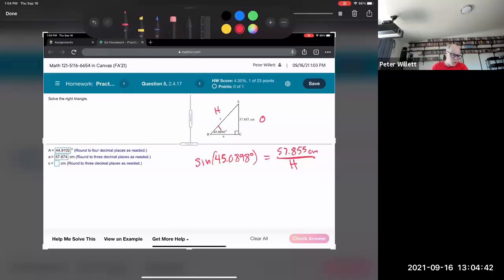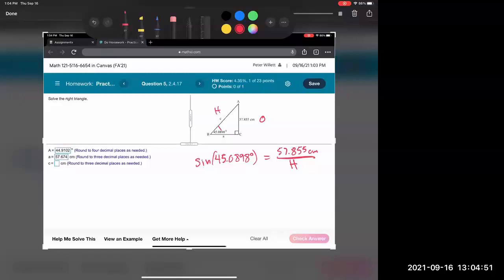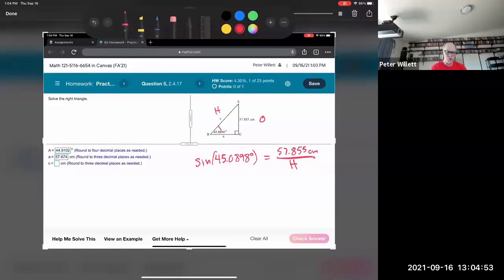Or since we now know two sides, we could use the side that we got for side A and the Pythagorean theorem to get the hypotenuse. But we'll just stick to what we have on the screen here. Okay, so again, kind of like before, I would move h to the left and divide by sine, and I would get then that the hypotenuse is equal to 57.855 centimeters divided by the sine of the angle, 45.0898 degrees. Questions about how I solved for h and got something to stick on my calculator to try to get an answer?